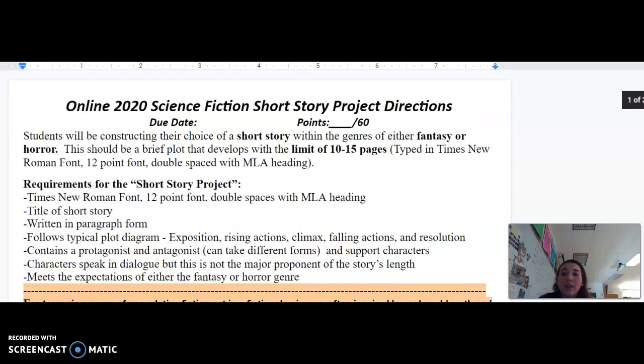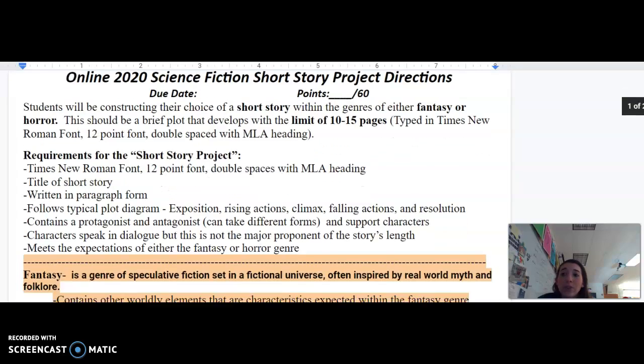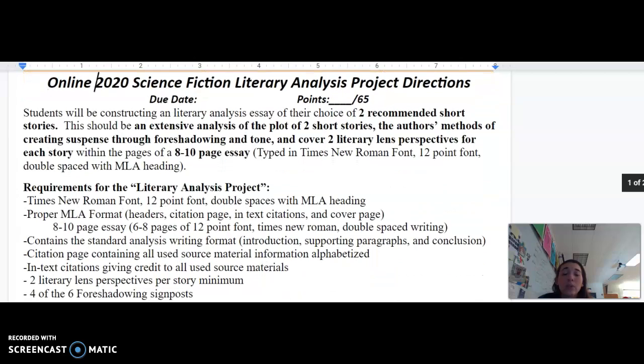There are also 2 videos linked underneath these directions that go over the rubric of how the different projects are graded. So if you are choosing to do the creating your own story, which would be the online 2020 science fiction short story project directions, you're going to want to go look at the rubric form of that project. If you are choosing instead to analyze 2 stories, you're going to want to go look at the video that goes over the rubric for the online 2020 science fiction literary analysis project. So please make sure that you look at those before you start your project, and if you have any questions, you speak to me either through email or over Zoom.